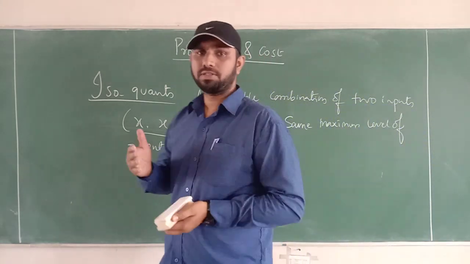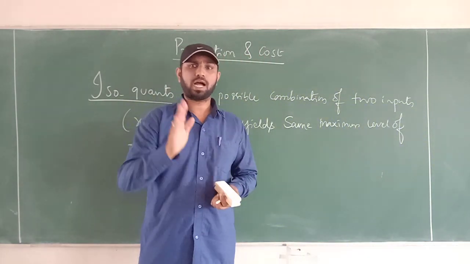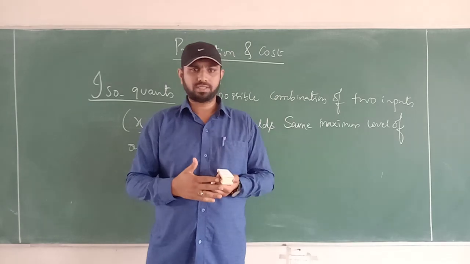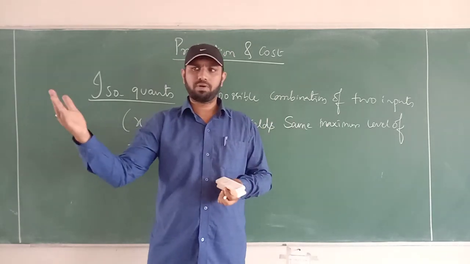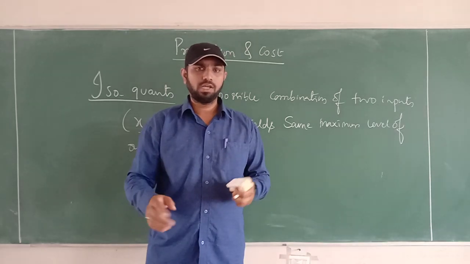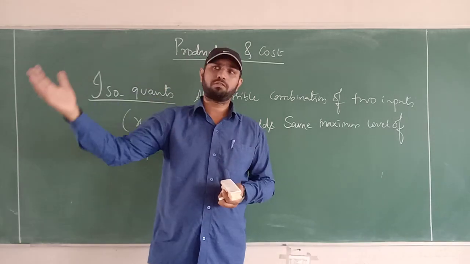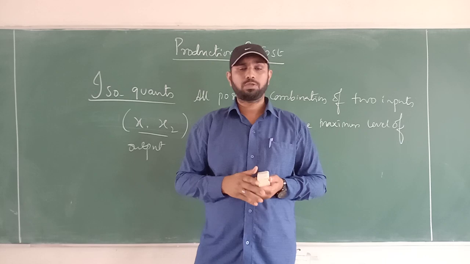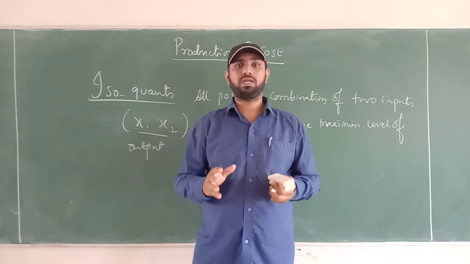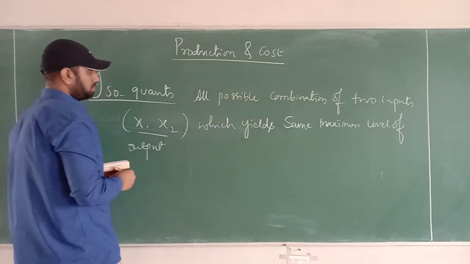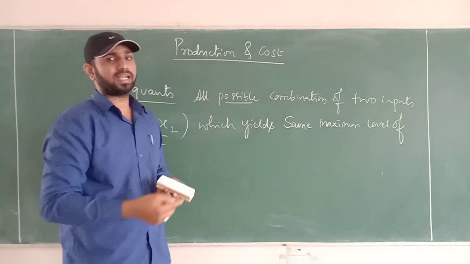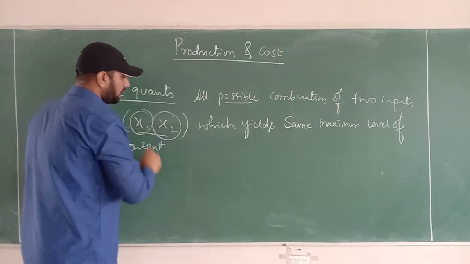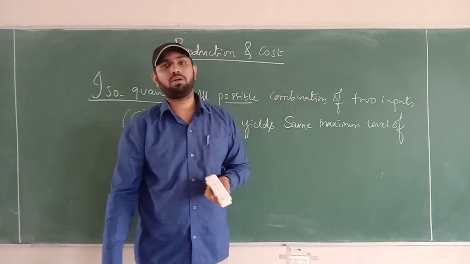The major important elements are the factors of production in a business. Apart from land and organization, two are there, that is called labor and capital. On different combinations of these two, labor for capital or capital for labor, you may make any number of combinations. If I take this amount of labor and less capital, or more capital and less labor, what will be the possible output? That is called Iso-quant: all possible combinations of two inputs, x1 and x2, which yield the same maximum level of output.